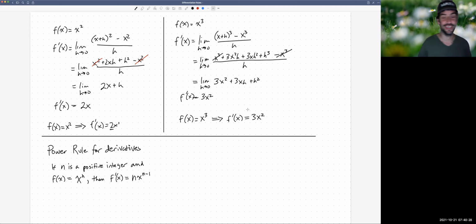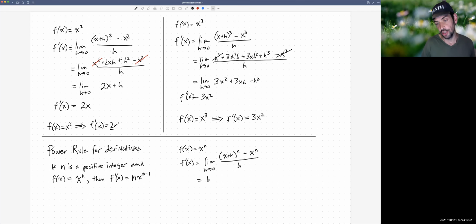Okay, so the proof of this, I'm not going to do it in detail. It uses a few not horrible things, but I'll probably make a separate proof of it for everyone to see. But I can summarize it this way. If we've got f of x equals x to the n, then f prime of x is going to be the limit as h goes to 0 of x plus h to the n minus x to the n, over h.